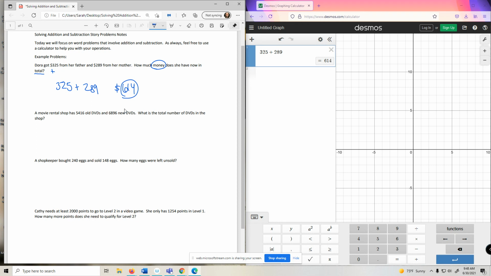Next up, a movie rental shop has 5,416 old DVDs and 6,896 new DVDs. What is the total number of DVDs in the shop? Once again, this is total, which means we need to add the new DVDs and the old DVDs together. We can use Desmos for that. Remember to click down into the next space to do your next problem. And when we add those all together, we get 12,312 for our answer. And just for practice with units, it's 12,312 DVDs.